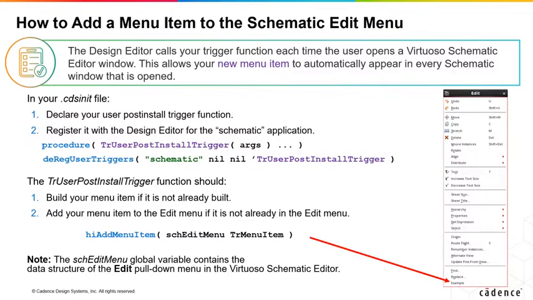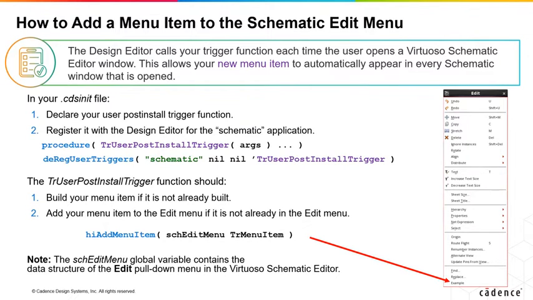So what you'll put in your TR user post install trigger function is the following. First, you'll build a menu item if it's not already built, and if it is already built, we want to prevent any warnings from coming up, so we'll check that it's not already there. And then we'll add the menu item to the edit menu, again if it's not already in the edit menu, to prevent any warnings. And the function we'll be using is hi add menu item. We'll give it the name of the menu and then our new menu item that we want to add.